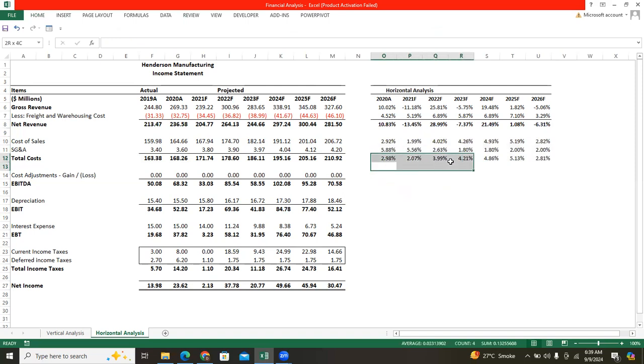I hope you have understood these things very interestingly and you will be practicing horizontal analysis. Thank you for attending this session. You would be looking towards financial ratios as well.